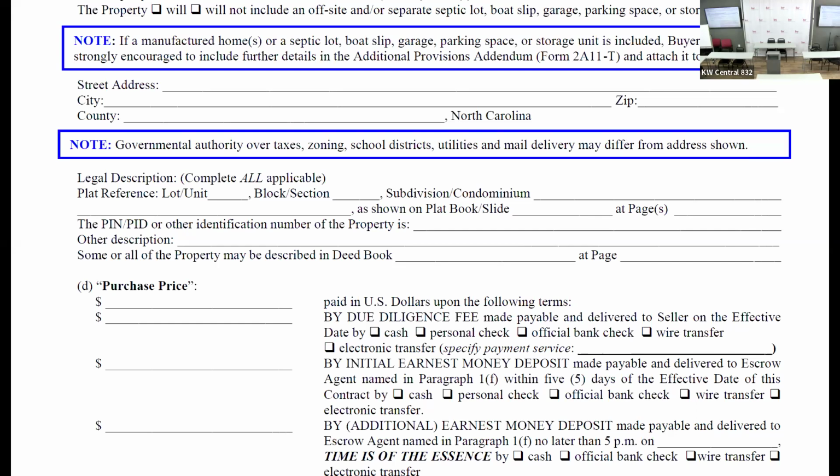And then deed book. Make sure that it's the most recent deed book and page. If the property's been in the family for 50 years, then yes, you're going to get one of those that looks like the whole thing was handwritten, or hunt and peck on an old typewriter.